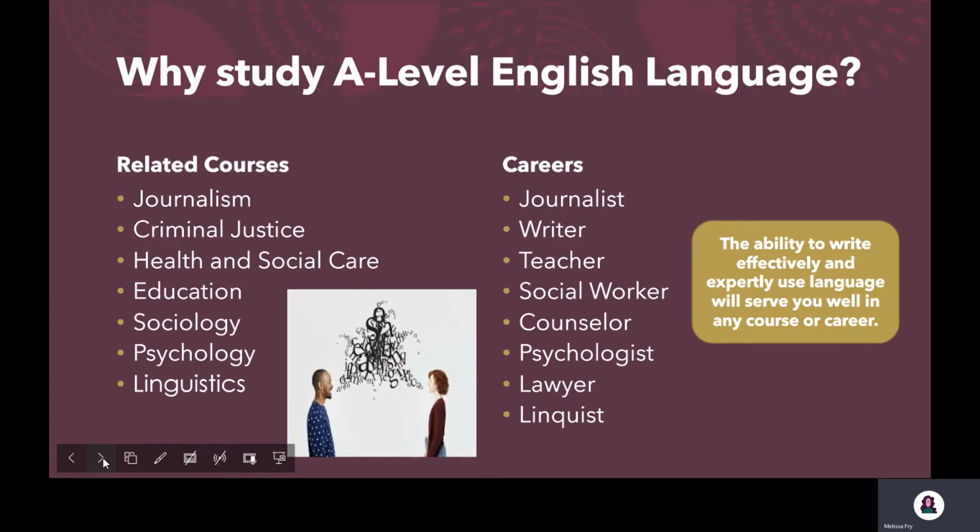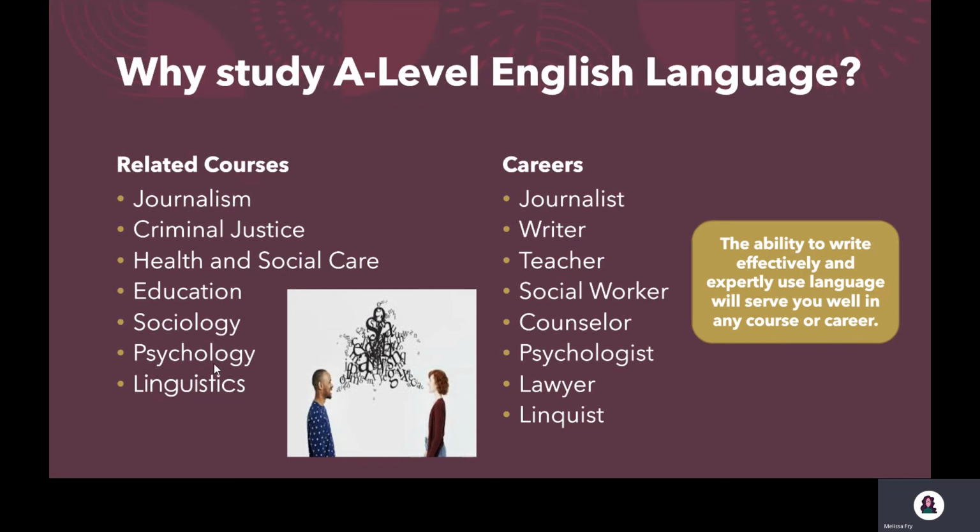So having that big picture perspective of language, it's more than just the words, it's the effect and the lasting implications. So if you're going to study English language, some of the courses that would go really well with an English language pathway choice would be things like journalism, criminal justice, health and social care, and of course, education. Learning how children learn to speak, how we as a society use language, what words really mean, what the implications are, all have definite impact on the teaching career.